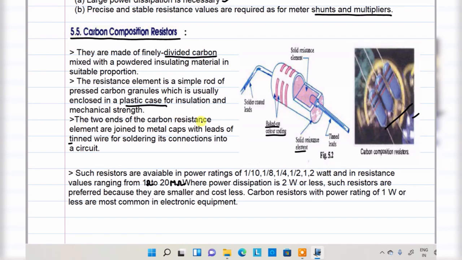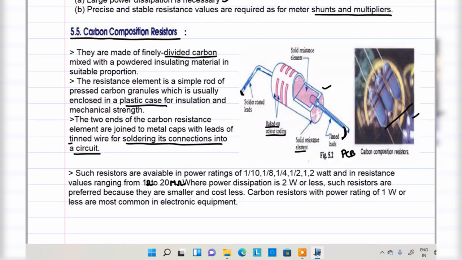Their two ends of the carbon resistance element are joined to metal clamps, with tin wire leads for soldering connections into the circuit. In circuits, you need to solder, right? In the PCB, the printed circuit board, you need to solder these particular resistors. You are using two leads. This is about the carbon composition resistor.